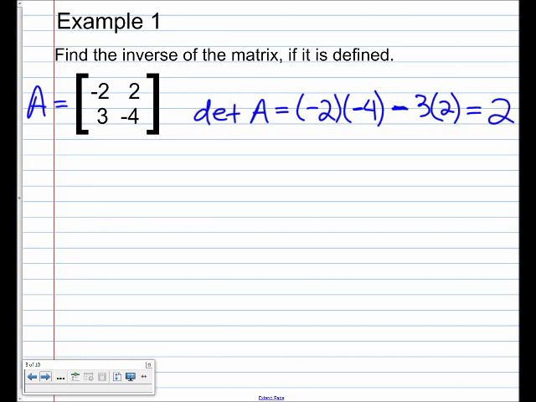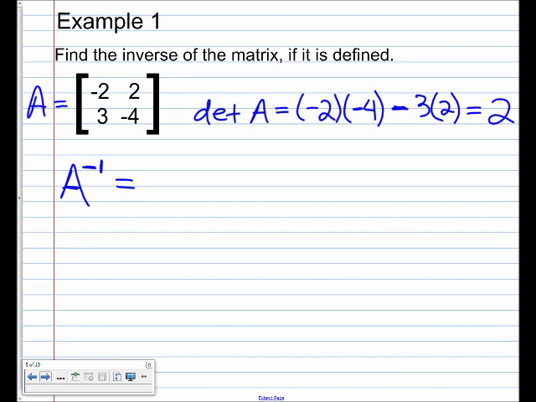I want you to write A to the negative first power. This notation is important because it tells you that what we're about to do is find the inverse of matrix A. So anytime you see a matrix letter raised to a negative first power, that's telling you they're going to find the inverse of that matrix. That's what that notation means. Everybody good? Okay, that's new.